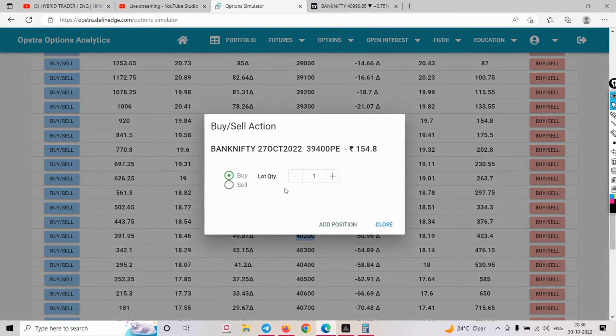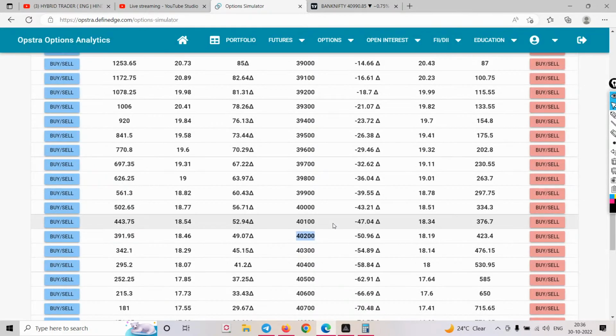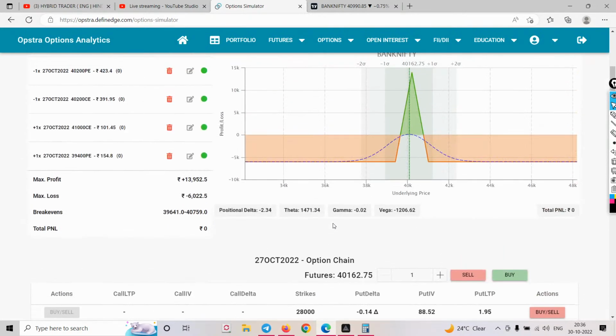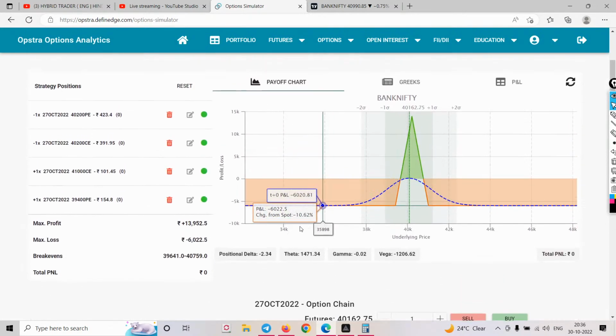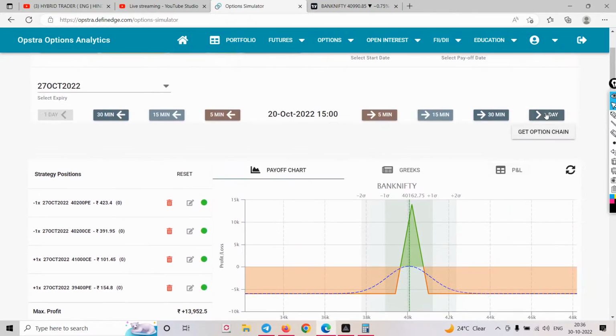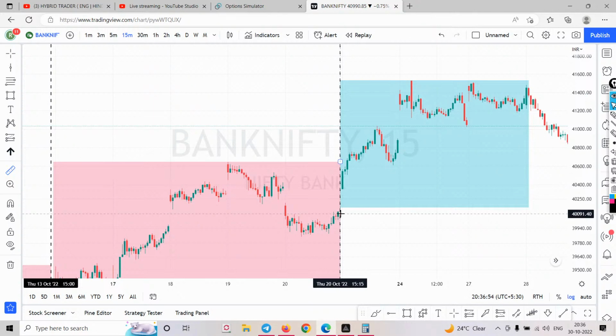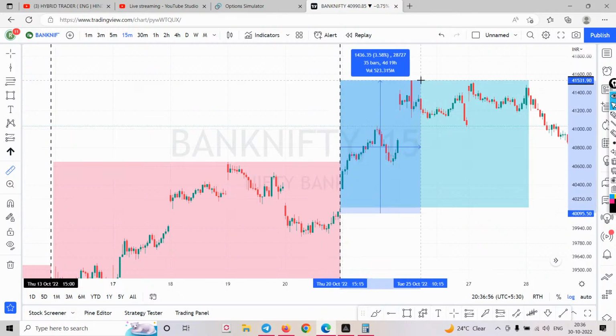Typical iron fly. We all know iron fly will give us loss because iron fly is a non-directional trade. So now check your loss. Your loss is 6,000 and 13,000. I'll right away take you to the next day. I'm just deploying for the same. Let me show you one more time. This is the market. So the market made almost a high of almost 4%.